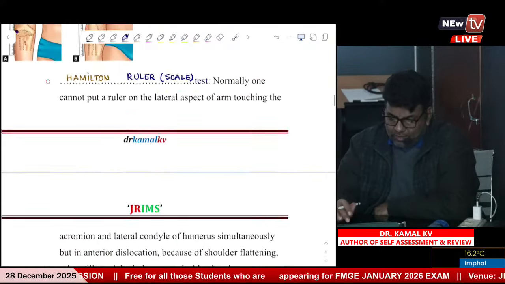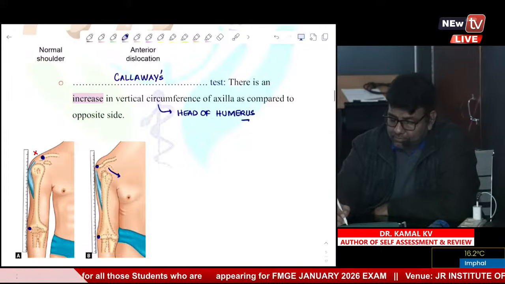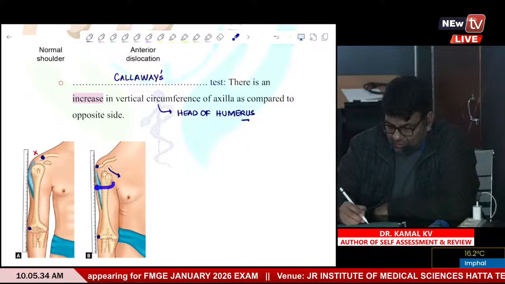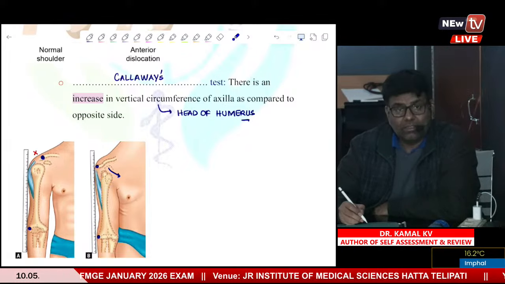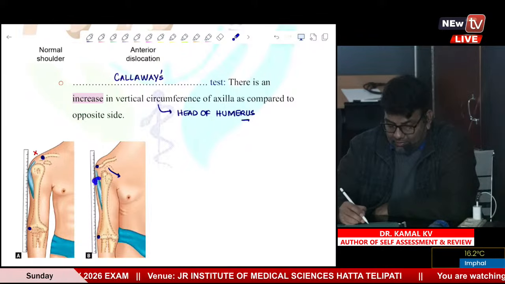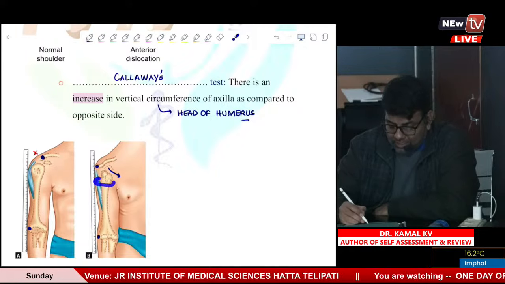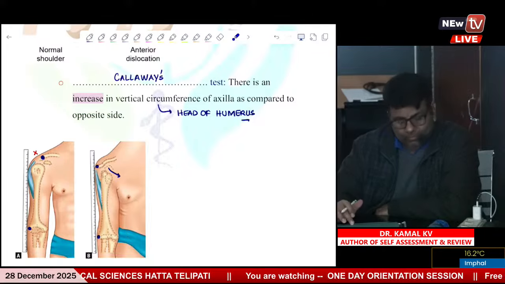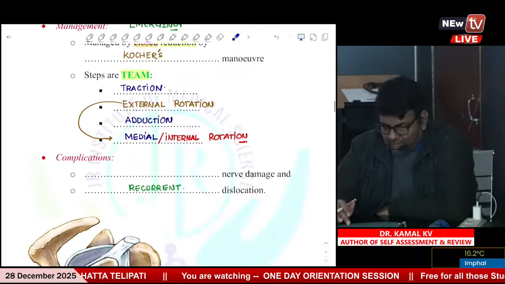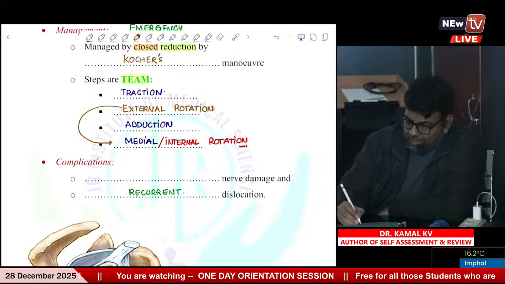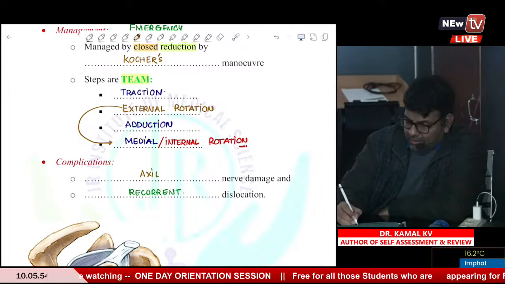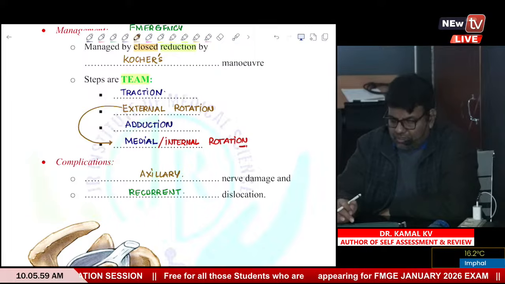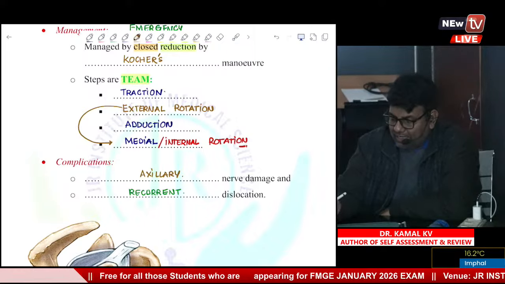Anatomically, there is one nerve which winds round like this. So there is a nerve which goes like this, and this nerve is axillary nerve. Which nerve is this? Axillary nerve. So if there is dislocation, it can cause injury to axillary nerve. So if someone asks you which nerve is injured, your answer will be axillary. So two important complications of shoulder dislocation: axillary nerve injury, recurrent dislocation.